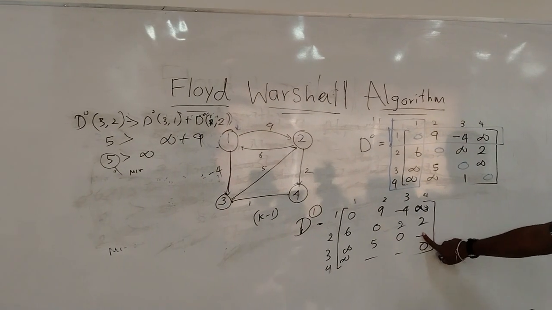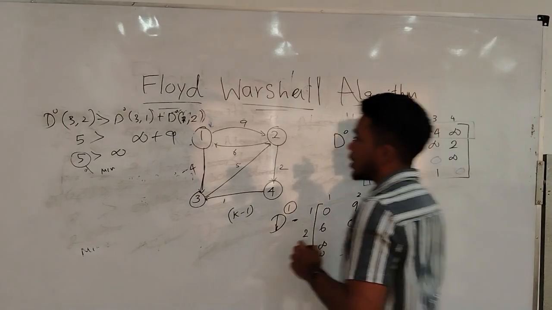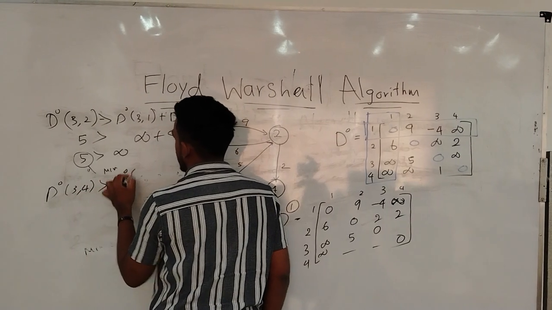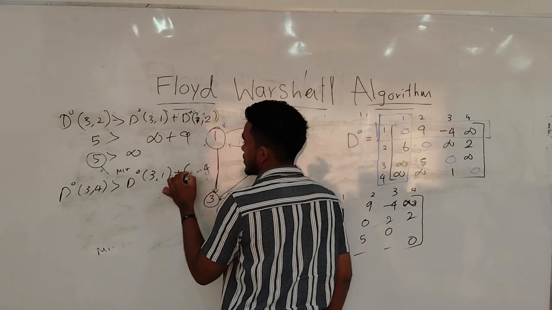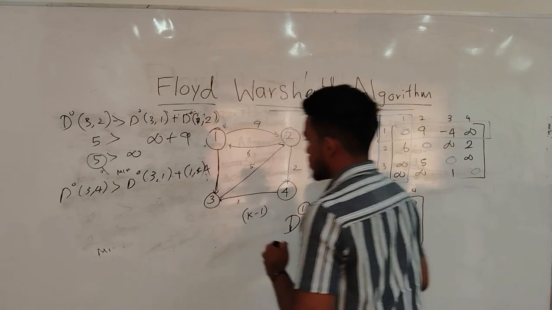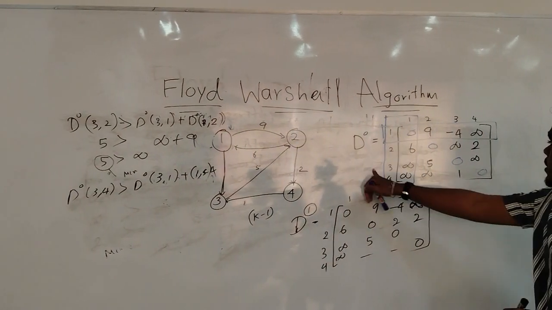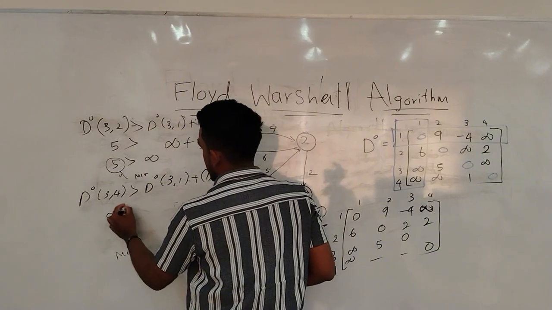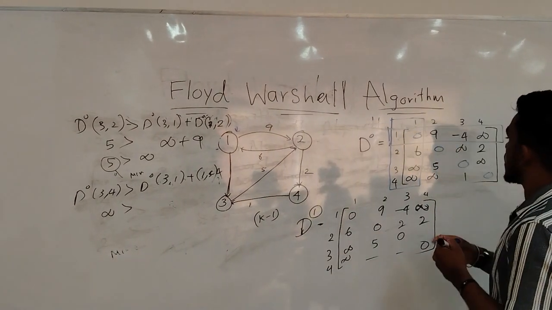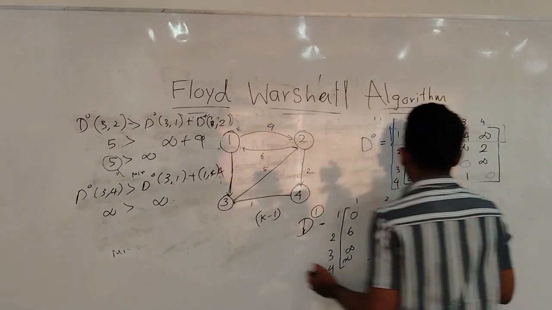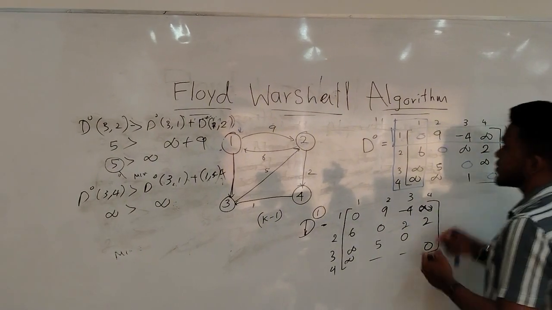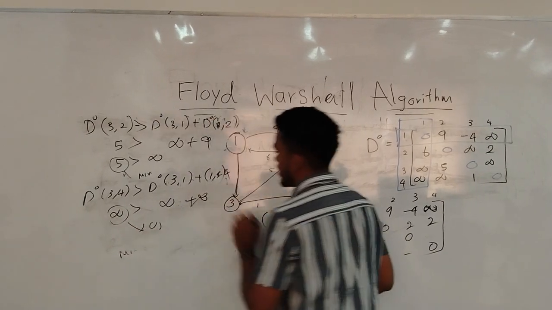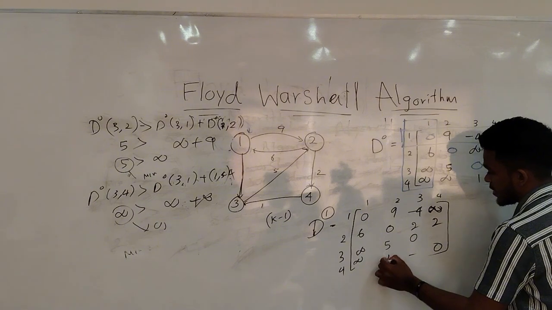Then 3 to 4. D naught 3 to 4 greater than D naught 3 to 1 plus D naught 1 to 4. D naught 3 to 4 is infinity, D naught 3 to 1 is infinity, and 1 to 4 is also infinity. So the minimum is also infinity, and here the answer is infinity.